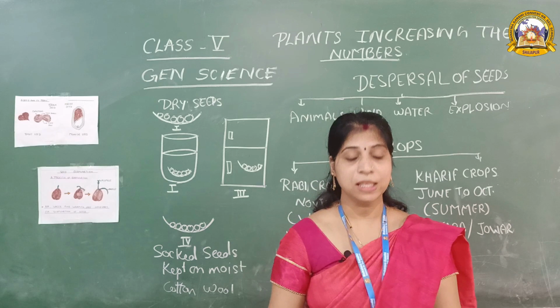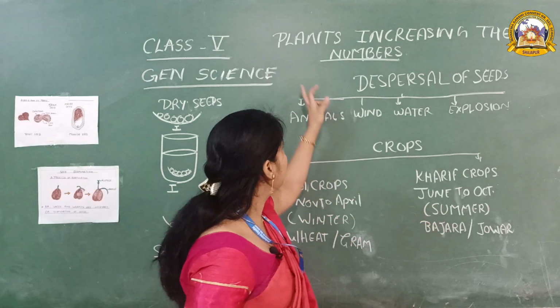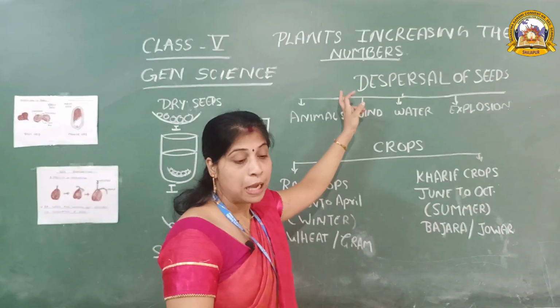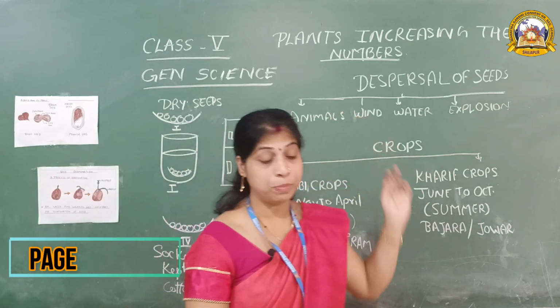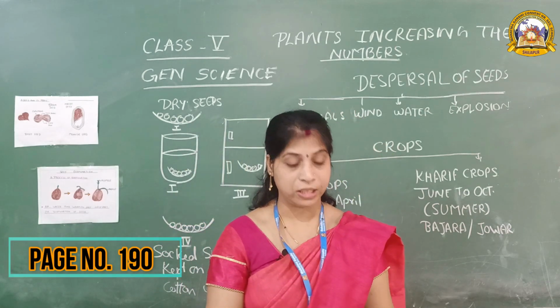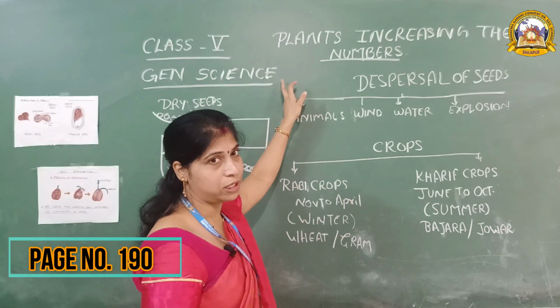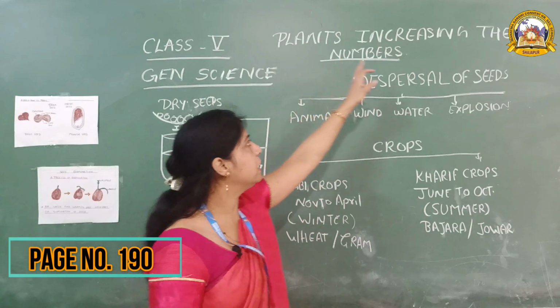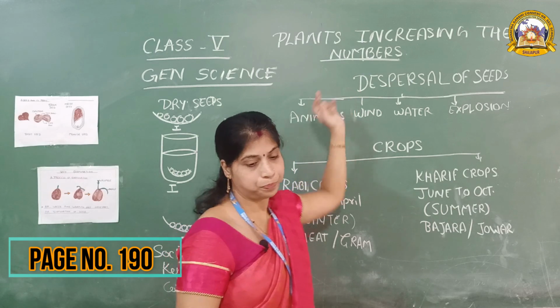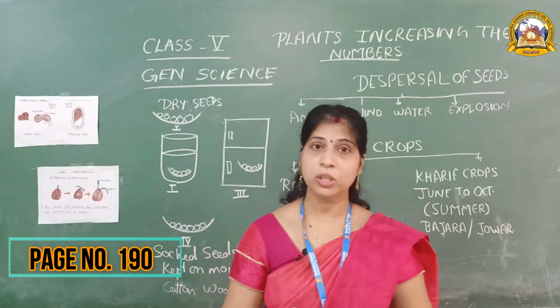Okay. So fifth class, our first lesson is Plants Increasing the Numbers. Everybody open page number 190. And our first lesson, what is our first lesson? Plants Increasing the Numbers. Here one small story is there.